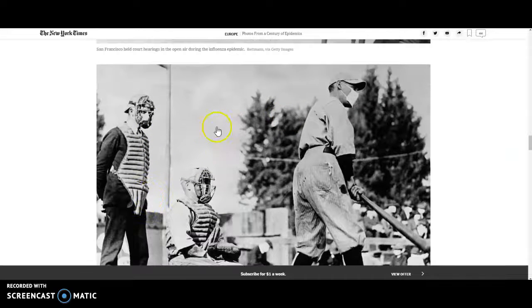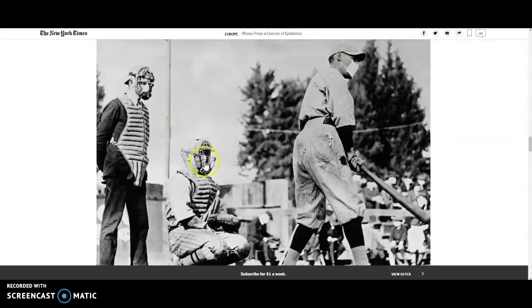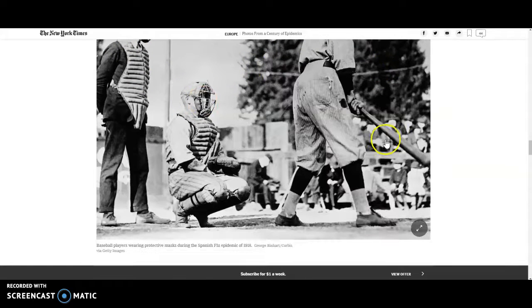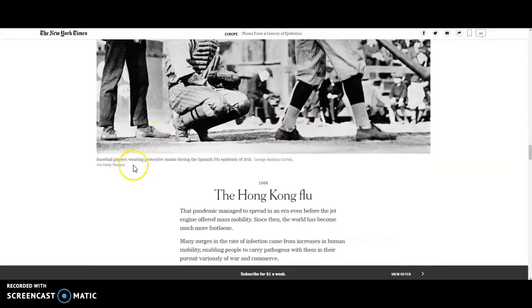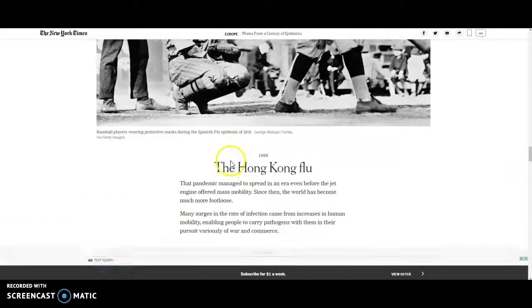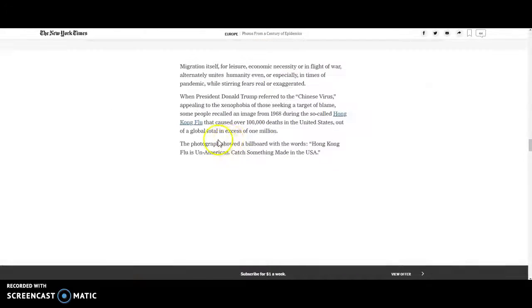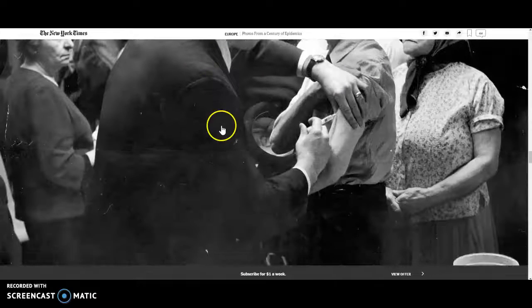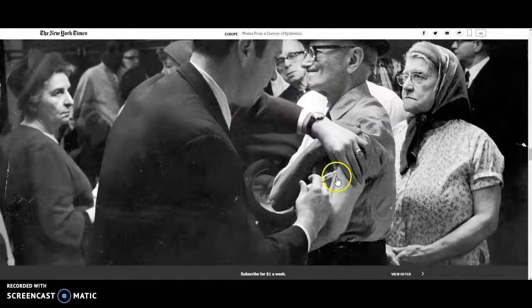Ooh, we got a baseball game. Ooh, we got guys wearing the masks. Umpire, catcher, and a batter. There's a lefty. During the Spanish flu, 1918. Hong Kong flu. Let's look at these pictures. Ooh, this is people getting shots.